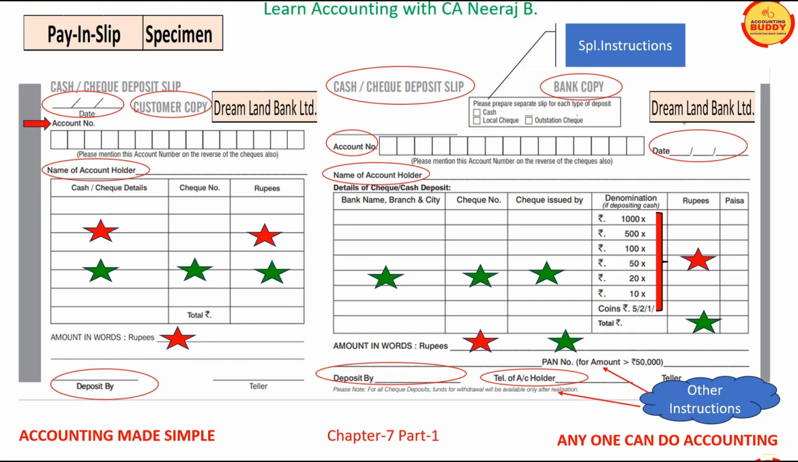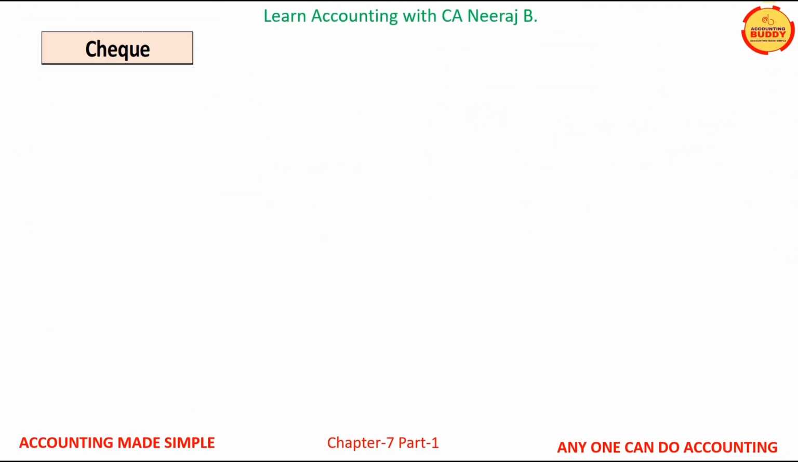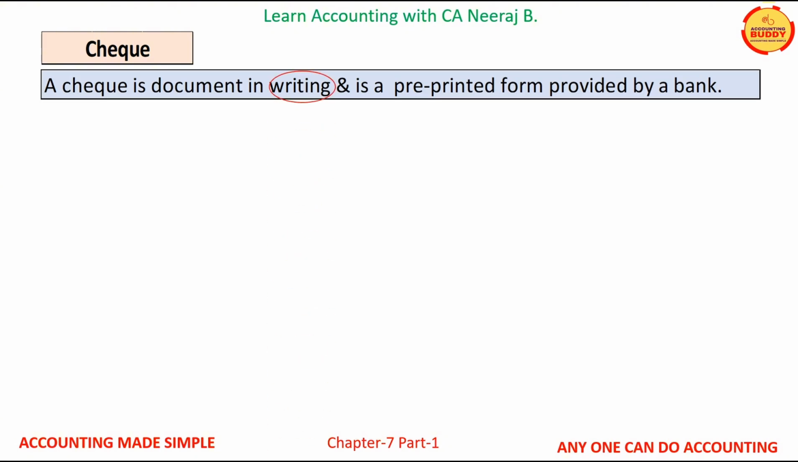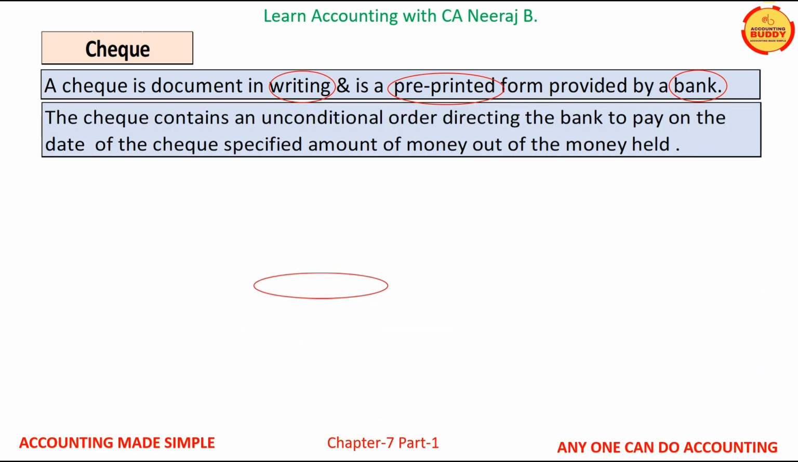Let us learn some basics about another source document, that is check. A check is a document in writing and is in a pre-printed form provided by the bank. The check contains an unconditional order directing the bank to pay on the date of the check specified amount of money out of the money held on behalf of the account holder.